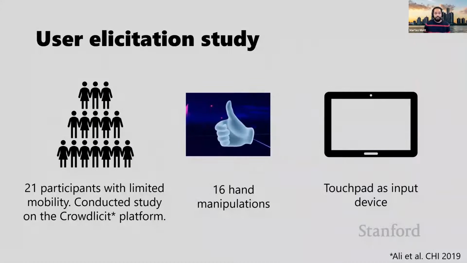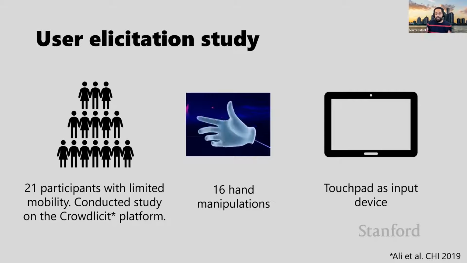So for this, we did a user elicitation study where we got 21 participants with limited mobility. Once again, this is happening in COVID time, so we weren't able to do this in person, but what we did was use the CrowdLicit platform that Abdullah Ali and others created to be able to do this remote user elicitation study.